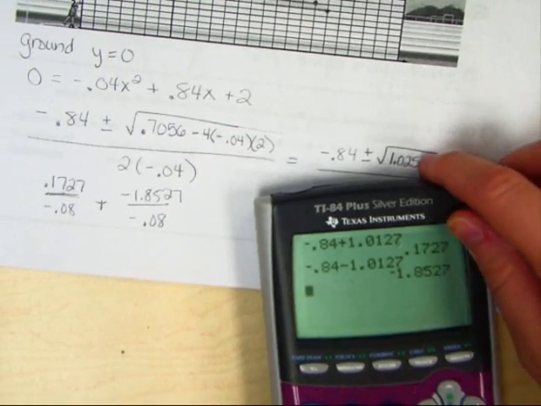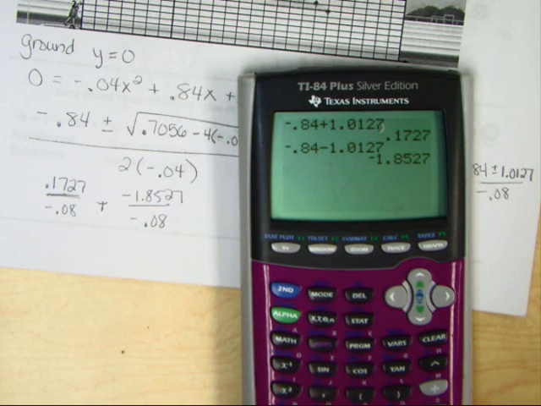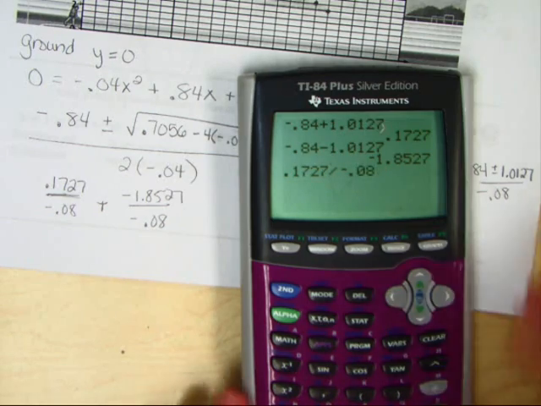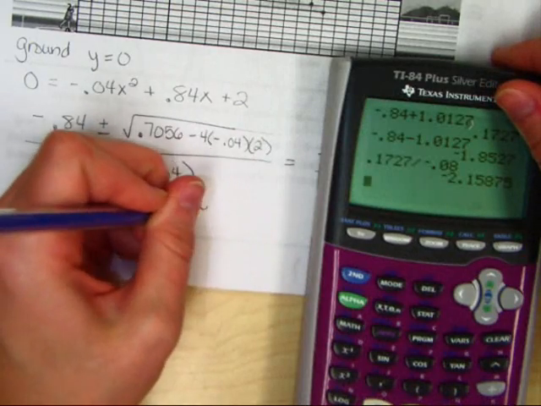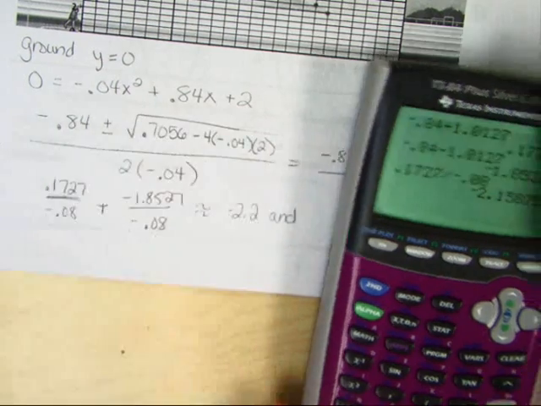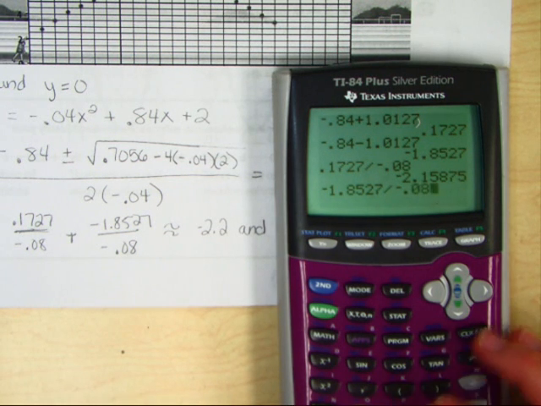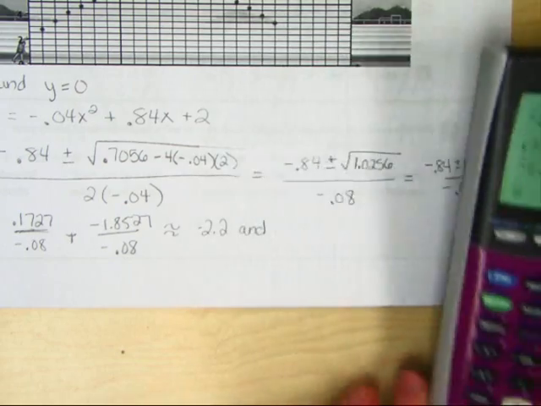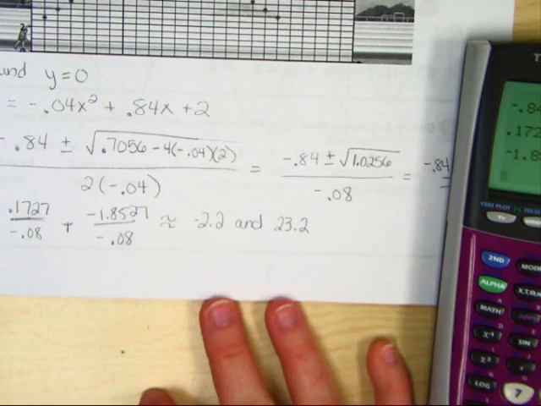Write them down, and let's divide each one. The first one, 0.1727 divided by negative 0.08 is negative 2, let's just make it 2.2. Let's do an approximate. Negative 2.2, and now let's do the other one. Negative 1.8527 divided by negative 0.08, and you get 23.2. So let's do another approximate, 23.2. So we have our two answers.